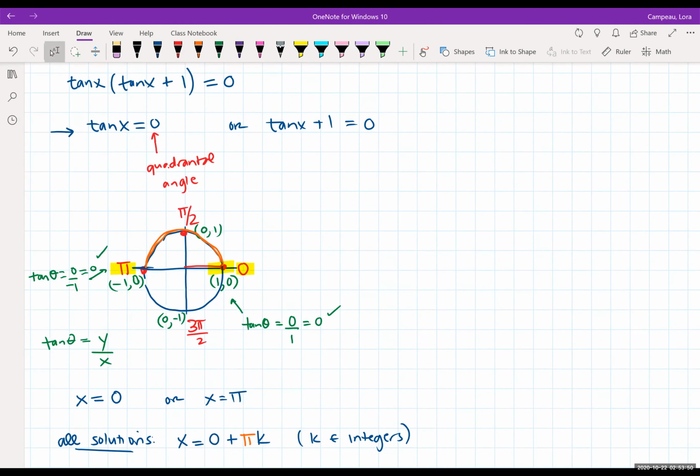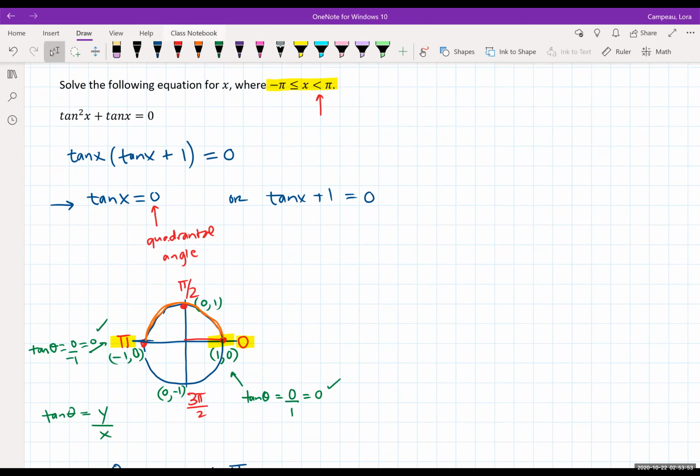But if you remember, we had another equation to solve. That's where the tangent of x plus 1 equals 0. So we're going to take some time to develop that. Usually when I solve these equations, I isolate the trig function. So I'll subtract 1 on both sides. That is going to leave me with tangent of x equals -1.